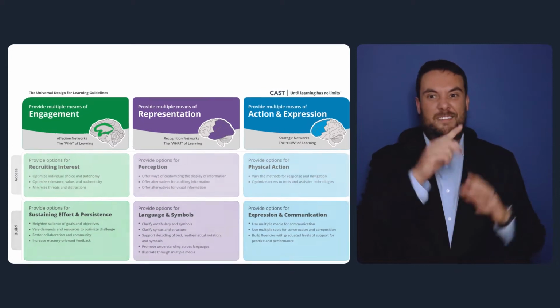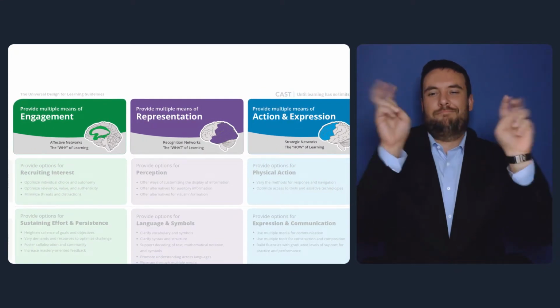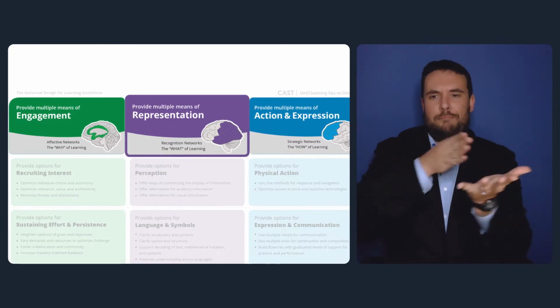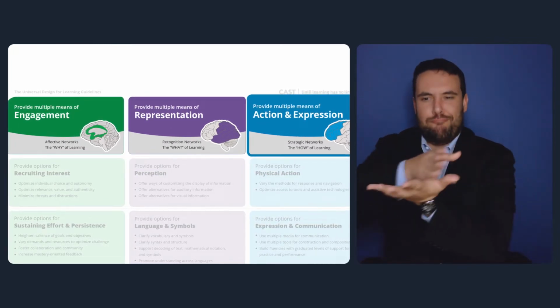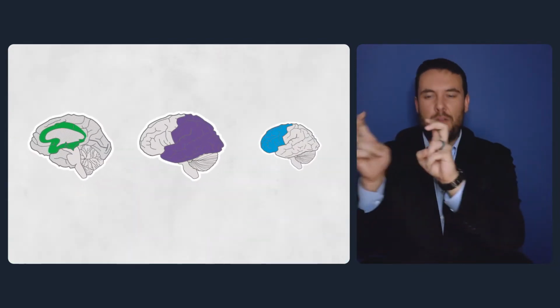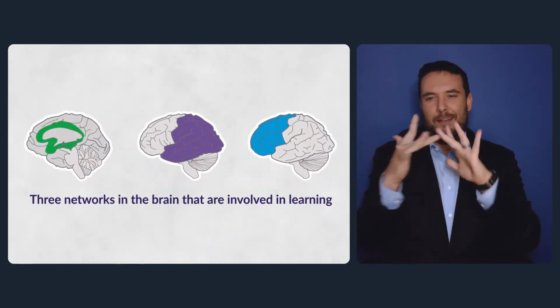So at the top here, you'll see the three core principles of the UDL Guidelines. Provide multiple means of engagement, provide multiple means of representation, and provide multiple means of action and expression. These principles are directly related to three networks in the brain that are involved in learning.